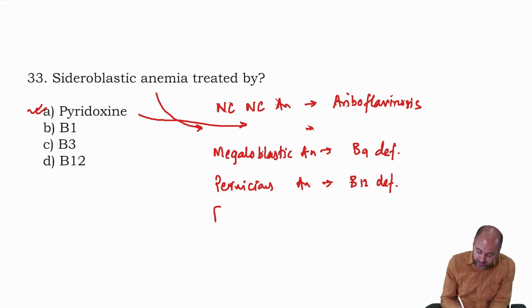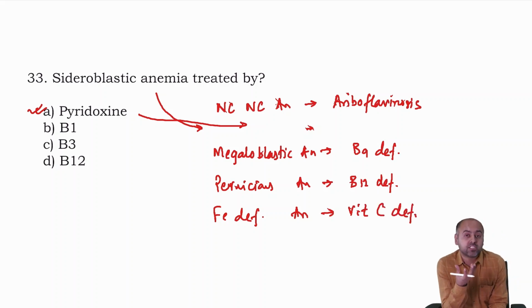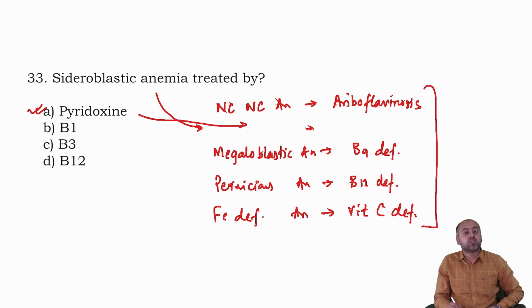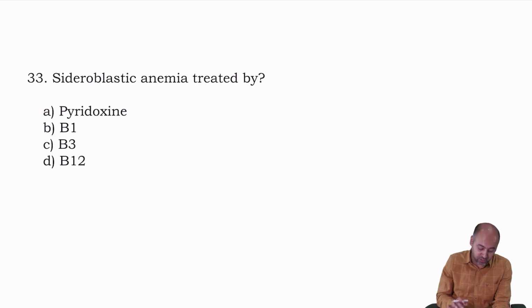And lastly, the iron deficiency anemia, this will be seen with the vitamin C deficiency. Why? Because vitamin C is required for the successful absorption of the elemental iron, not for the heme iron but for the elemental iron. So if vitamin C is not there, absorption of iron will be decreased, and these patients are likely to suffer from the iron deficiency anemia. So the 5 different types of anemias which are associated with the different vitamin deficiency.